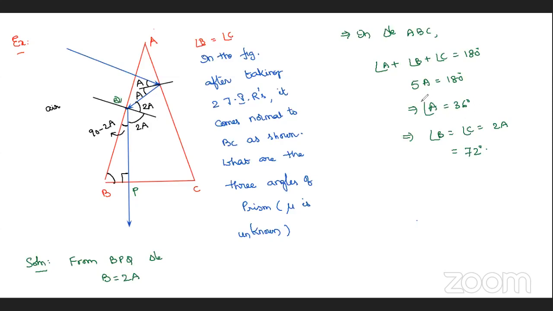Previous question: suppose the question is changed a little. What will be the mu of this prism? Then what do you say? You can say the answer. 1 by sin 36, sir. Very good, very good. How can you say that?